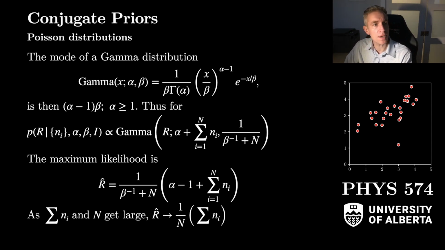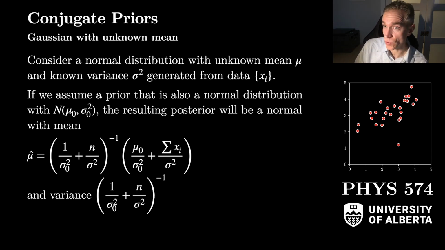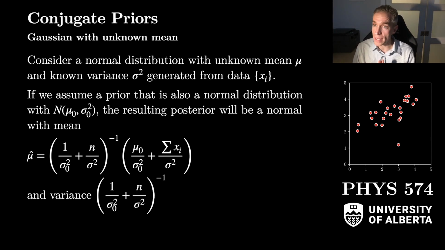Similarly to the Poisson distribution, we could also treat the problem of finding the mean of a set of data drawn from a Gaussian variable with unknown mean and known variance. It's generated from a set of data xi.